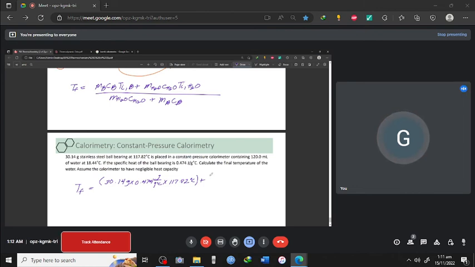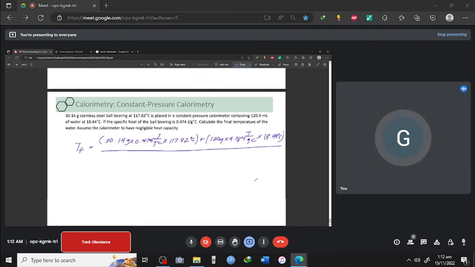Okay, so mass naman ni water, that is 120 grams multiplied by specific heat ni water, 4.184 joule per gram degree Celsius, times yung initial temperature ni water, which is 18.44 degrees Celsius. Okay, kumasya. So, from there, over na tayo.